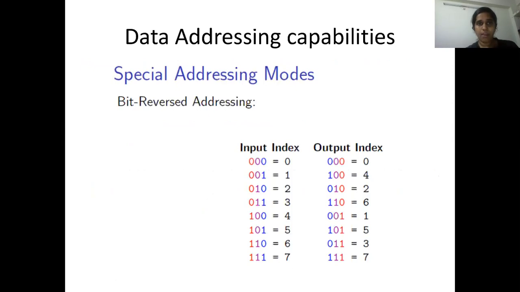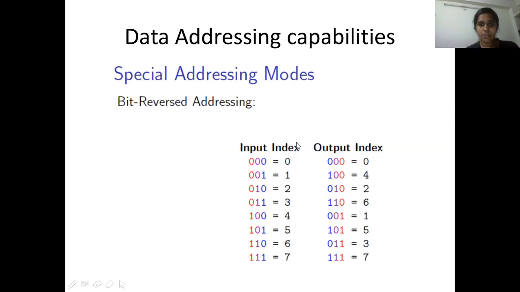Coming to data addressing capabilities, there is another special addressing mode called bit reverse addressing. As I said, bit reverse addressing is very much needed in FFT algorithm implementation. Coming to the decimation in time fast Fourier transform, DIT FFT, naturally ordered data needs to be accessed according to the indices of an 8-point FFT. What is the meaning of naturally ordered data?